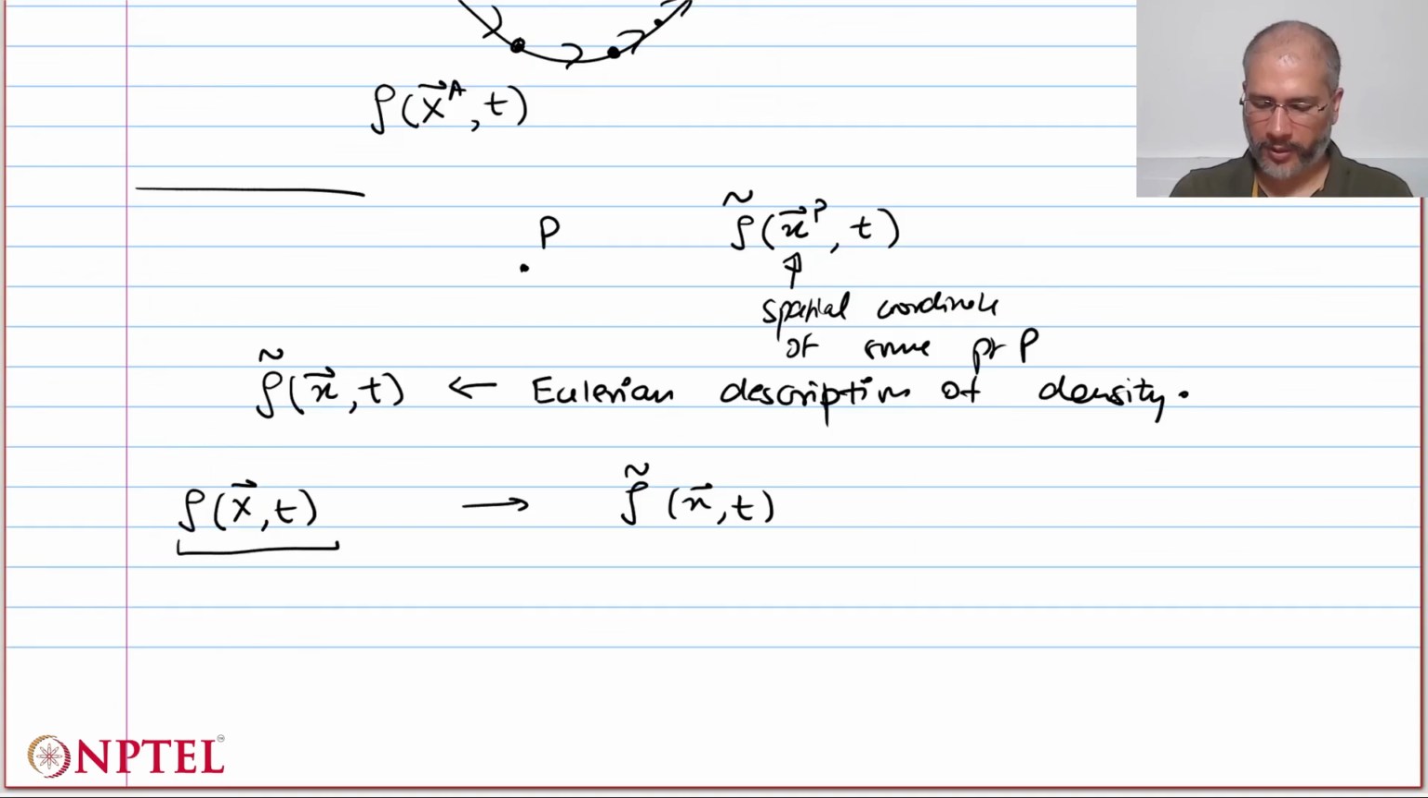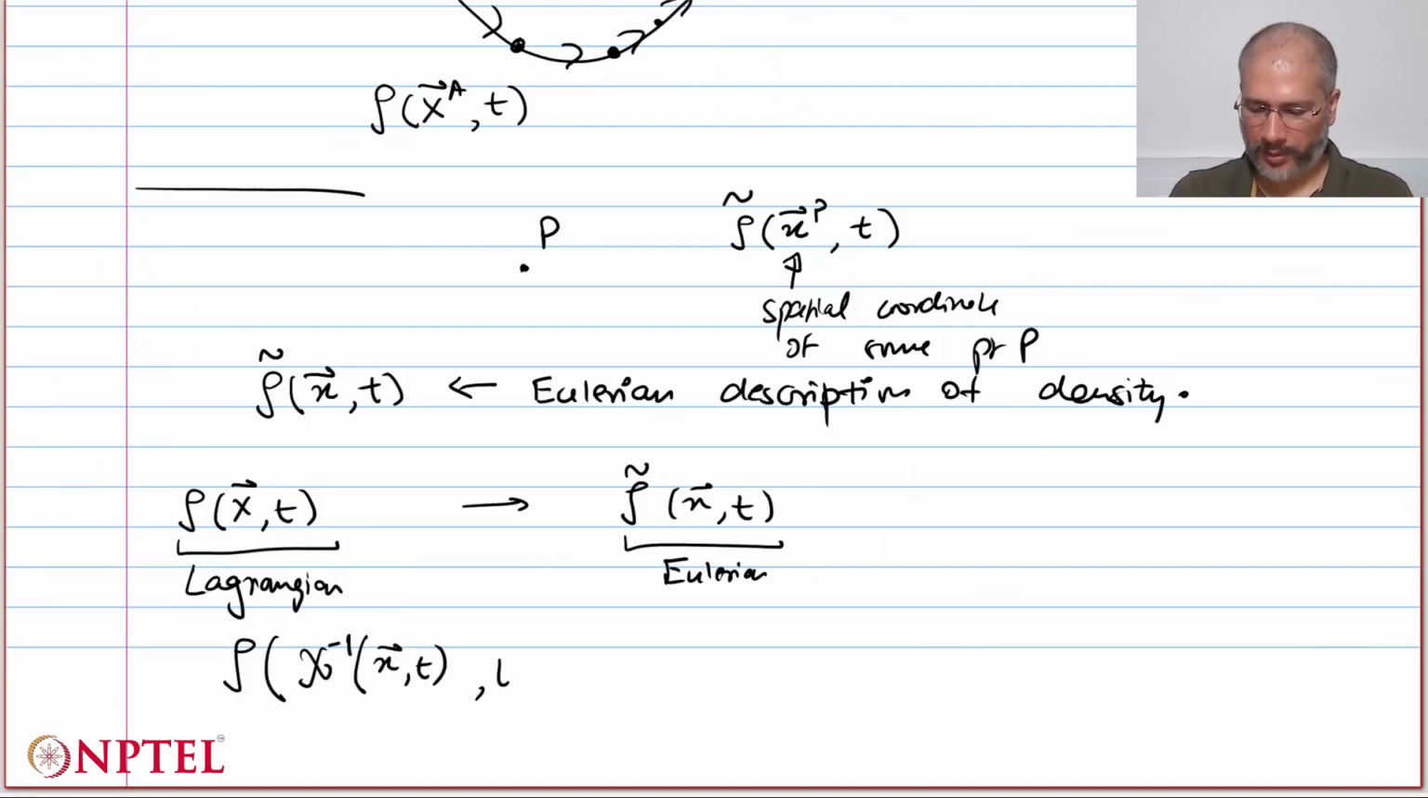So given rho as a function of capital X and t, that is, given the Lagrangian description, you are interested to find the Eulerian description. And that is possible with the inverse mapping chi-inverse. So in this function rho, which is a function of capital X and t, I simply substitute capital X as chi-inverse of small x and t. And when you simplify that, that comes out to be some other function, rho tilde, as a function of small x and t. Now you may think, why are we doing this?